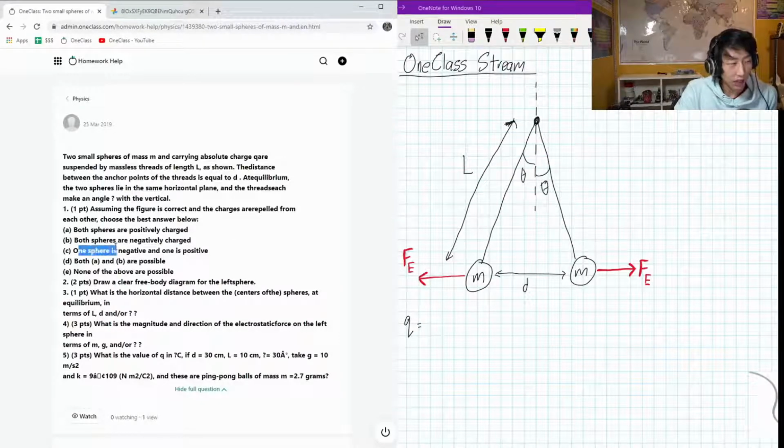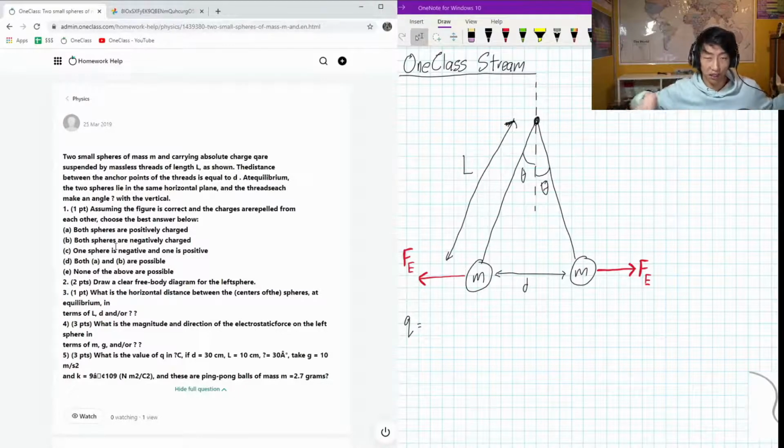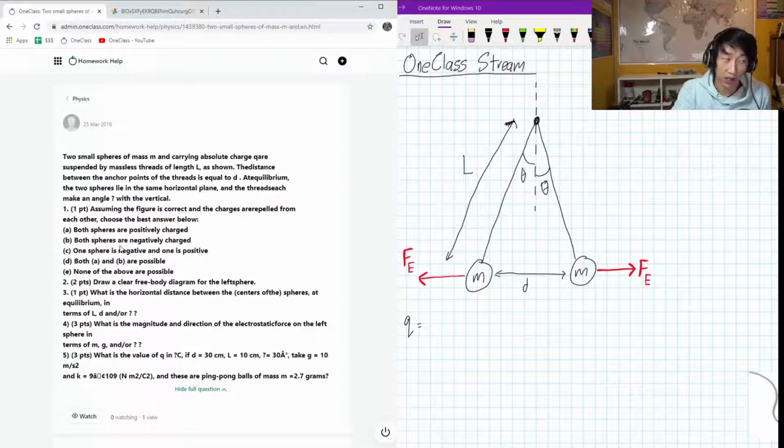Now C is one sphere is negative and one is positive. So when they have opposite signs, they're trying to get closer together. If they're trying to get closer together, they're not going to be able to hold this triangular type shape. They're going to try to come together and be close to each other if they have opposite charges. So C is invalid.